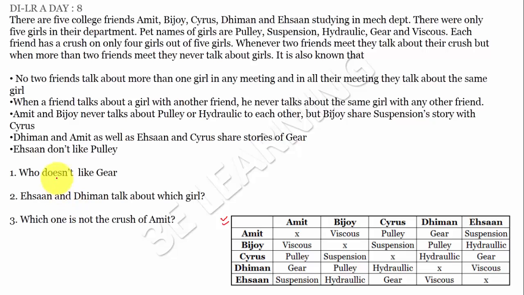Now we need to answer who does not like gear. We have gear, we have not gear. It means the answer should be Vijay. So Vijay is the person who does not like gear. Ehsaan and Dhiman talk about which one? Dhiman and Ehsaan talk about the viscous. So the answer of the second is viscous. Which one is not the crush of Amit? Amit: viscous, pulley, gear and suspension. So which one is missing? Hydraulic is missing. So hydraulic is our answer to question number 3.